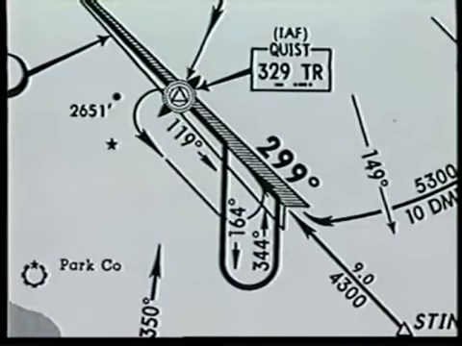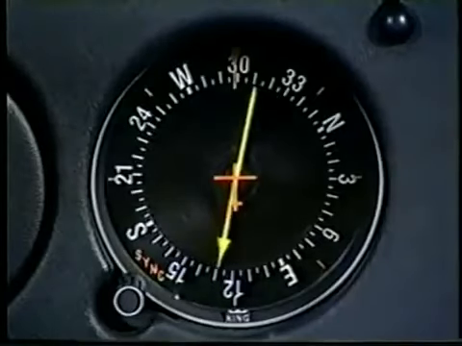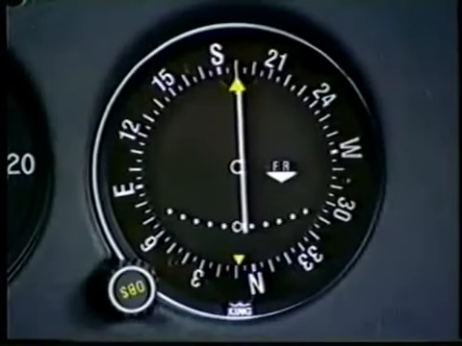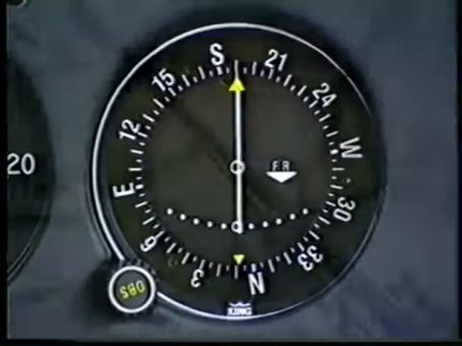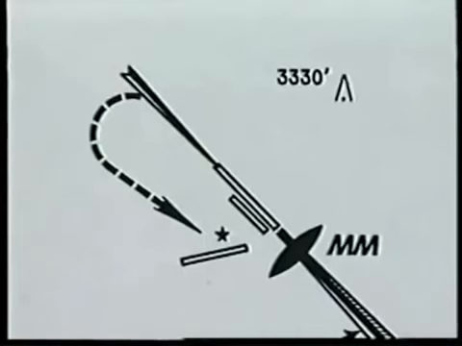The symbols at Quist indicate that a non-directional beacon is co-located with the outer marker, shown with the fan symbol, and with an intersection shown with a triangle. Therefore, if you're unable to identify Quist with your marker beacon, you can use the ADF or the VOR receiver to identify this fix. The final approach segment ends at the runway or the missed approach point, whichever is encountered last.